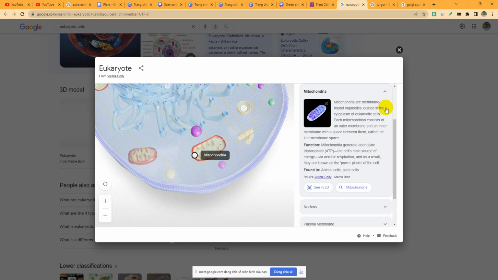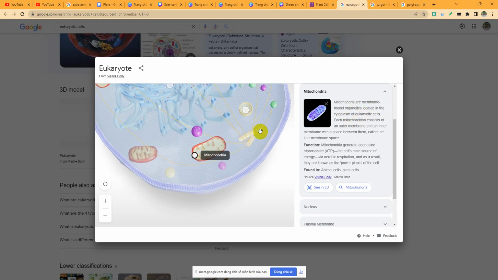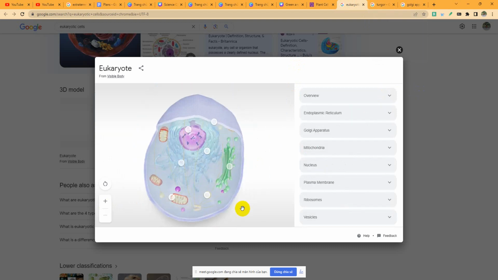So basically, mitochondria are membrane-bound organelles located in the cytoplasm of eukaryotic cells. So what is cytoplasm? Let me just show you guys quickly how we say it. Here, the cytoplasm is the fluid that's surrounding the whole organelles. It's like the jelly-like fluid.